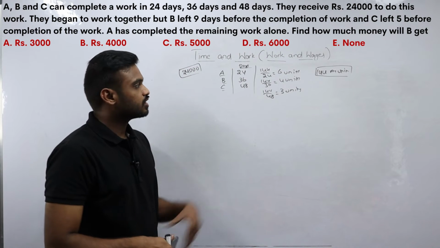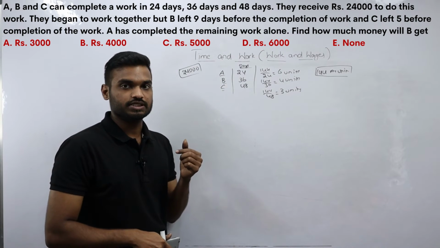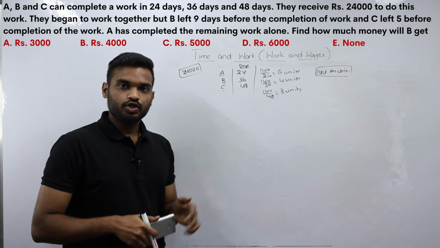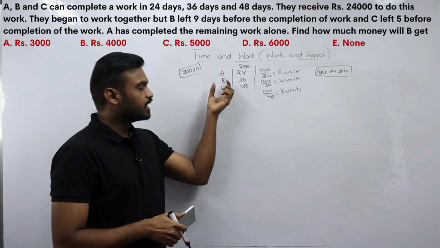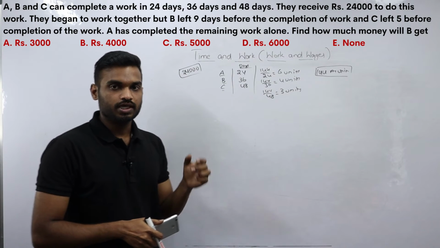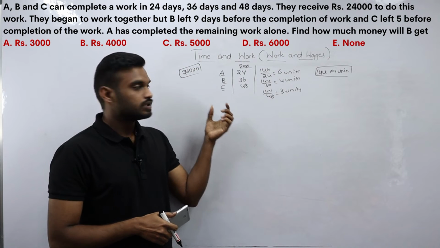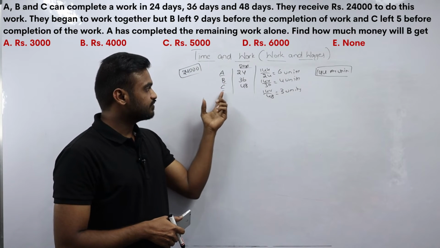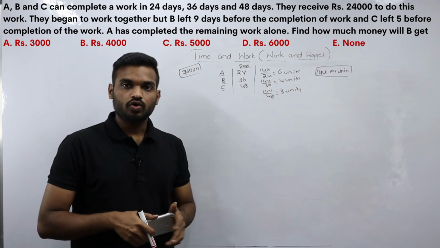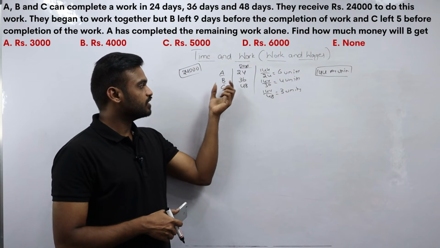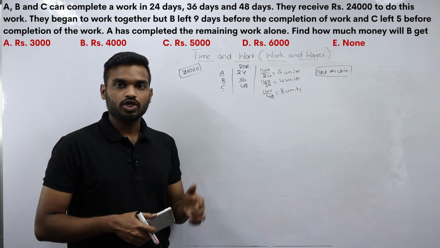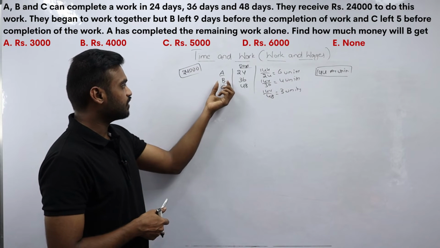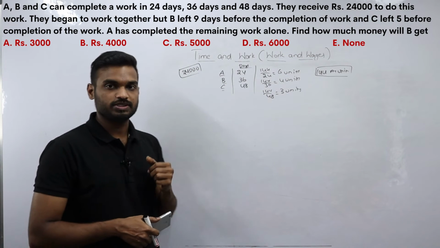Now we have got A's efficiency, B's efficiency and C's efficiency. Now we need to find out what is the share of B in this 24,000 rupees. But we don't know how many days B has worked to complete the job. They are telling that 24,000 will be divided among A, B and C. But we don't know how many days A worked, B worked and C worked. So if I find out how many days each individually worked, then we can simply say what is the share of A, B and C in this 24,000 rupees.